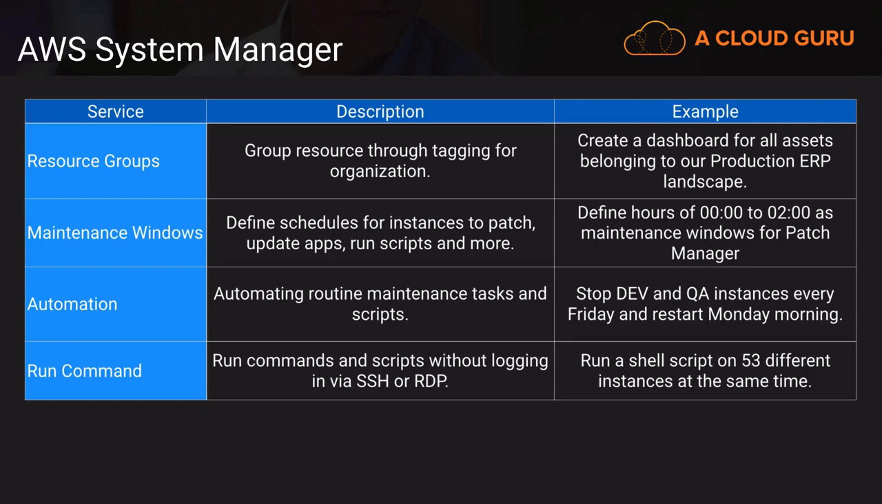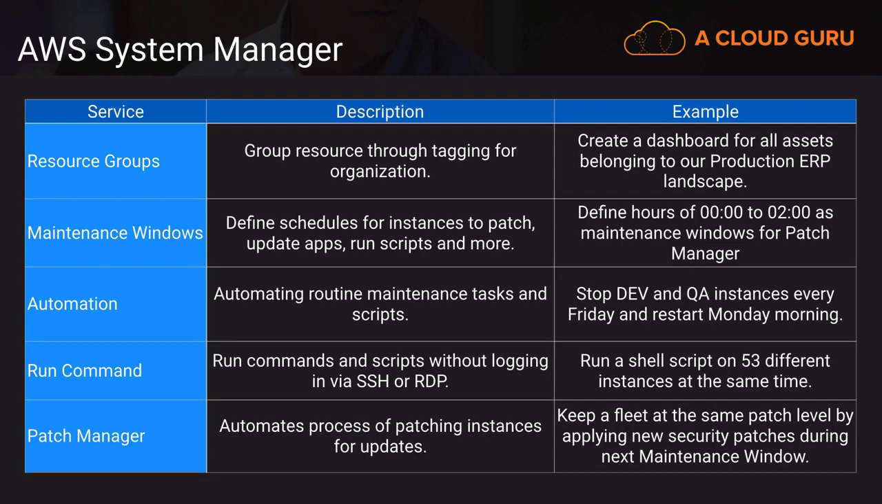Then we have run commands, and run commands really just allow us to execute a script or a command line or a PowerShell command, for example, without having to SSH or RDP into that instance. And so if you have to copy a file or do some sort of administrative command on 53 different machines, it would be very much of a hassle to have to RDP into each one of those. So we can use the run command to execute the same command across many different machines.